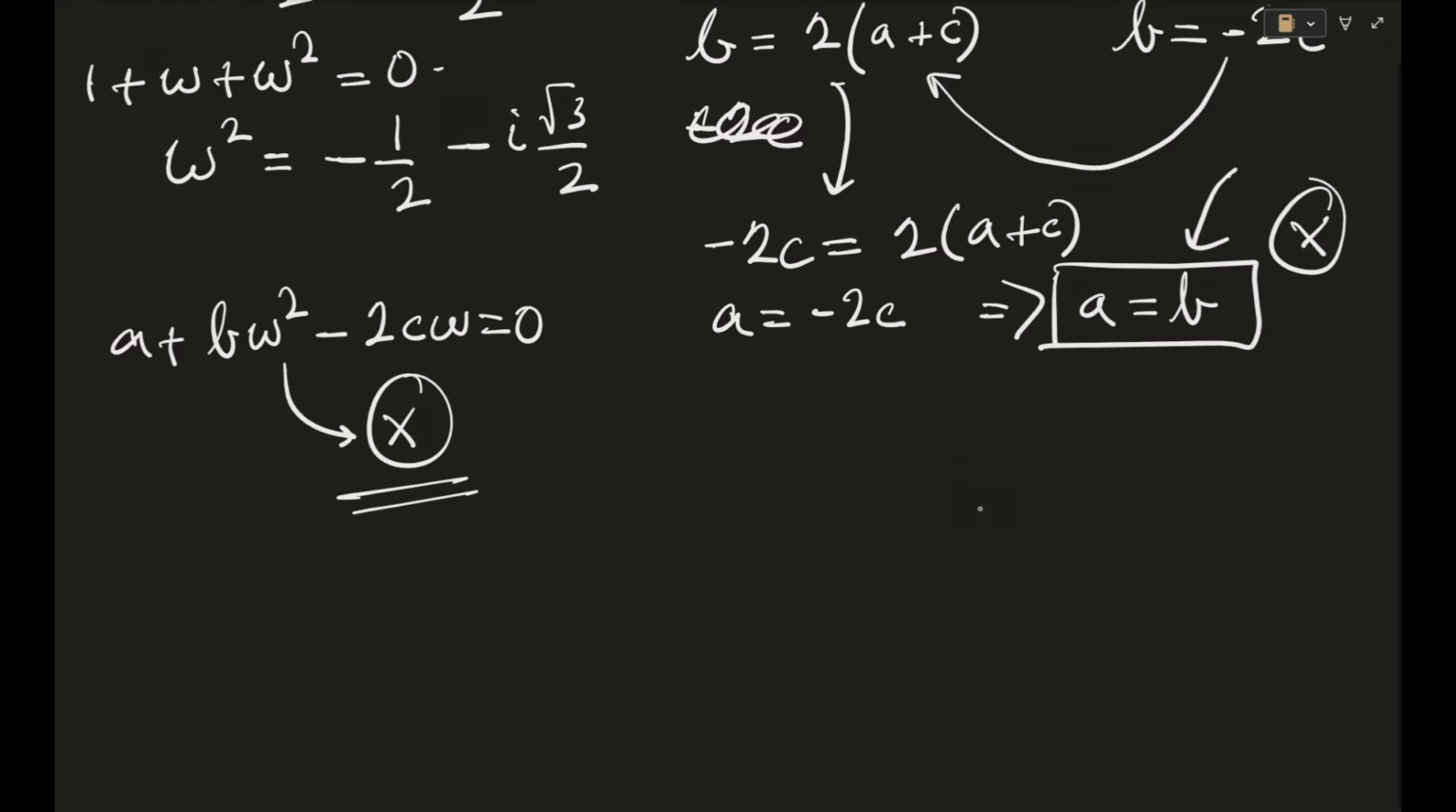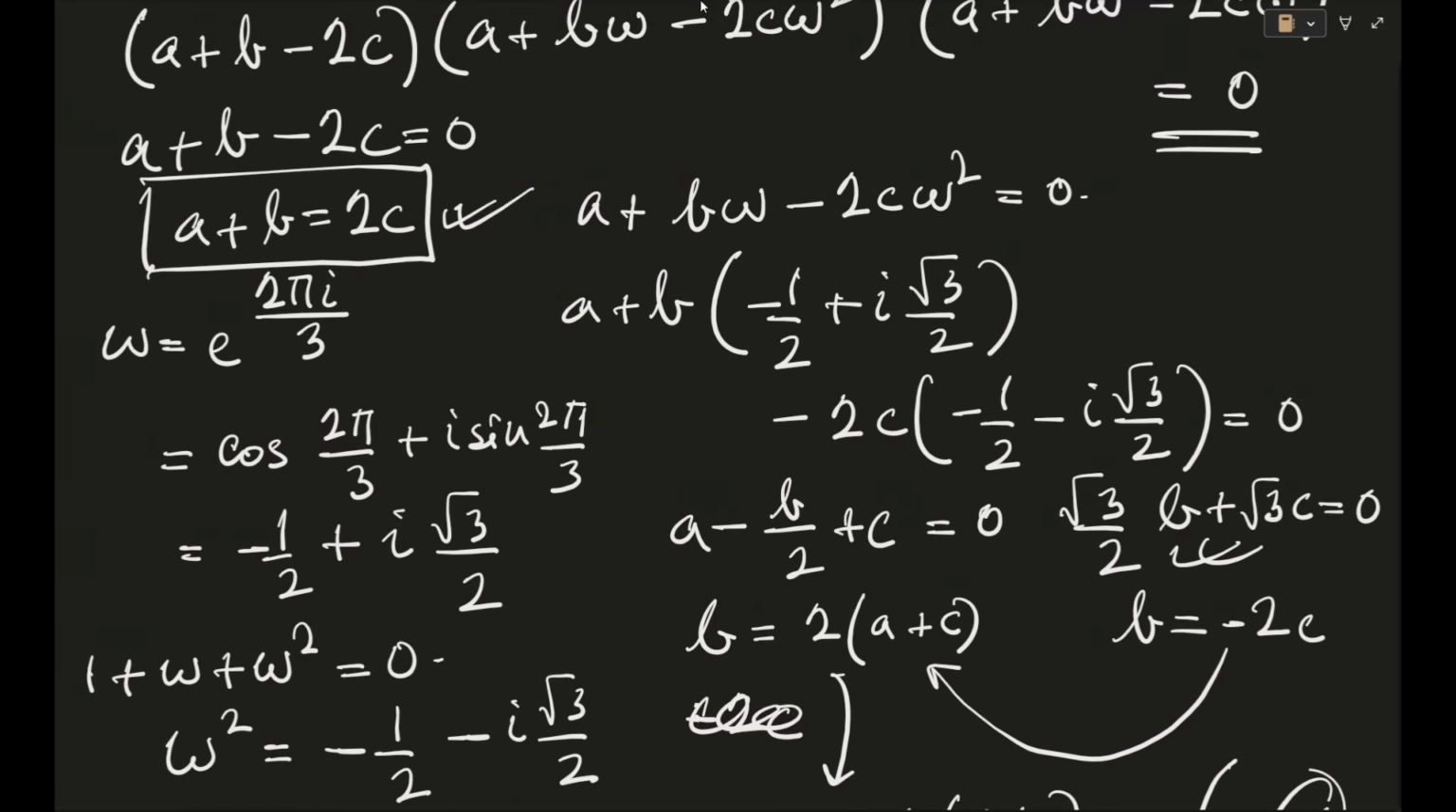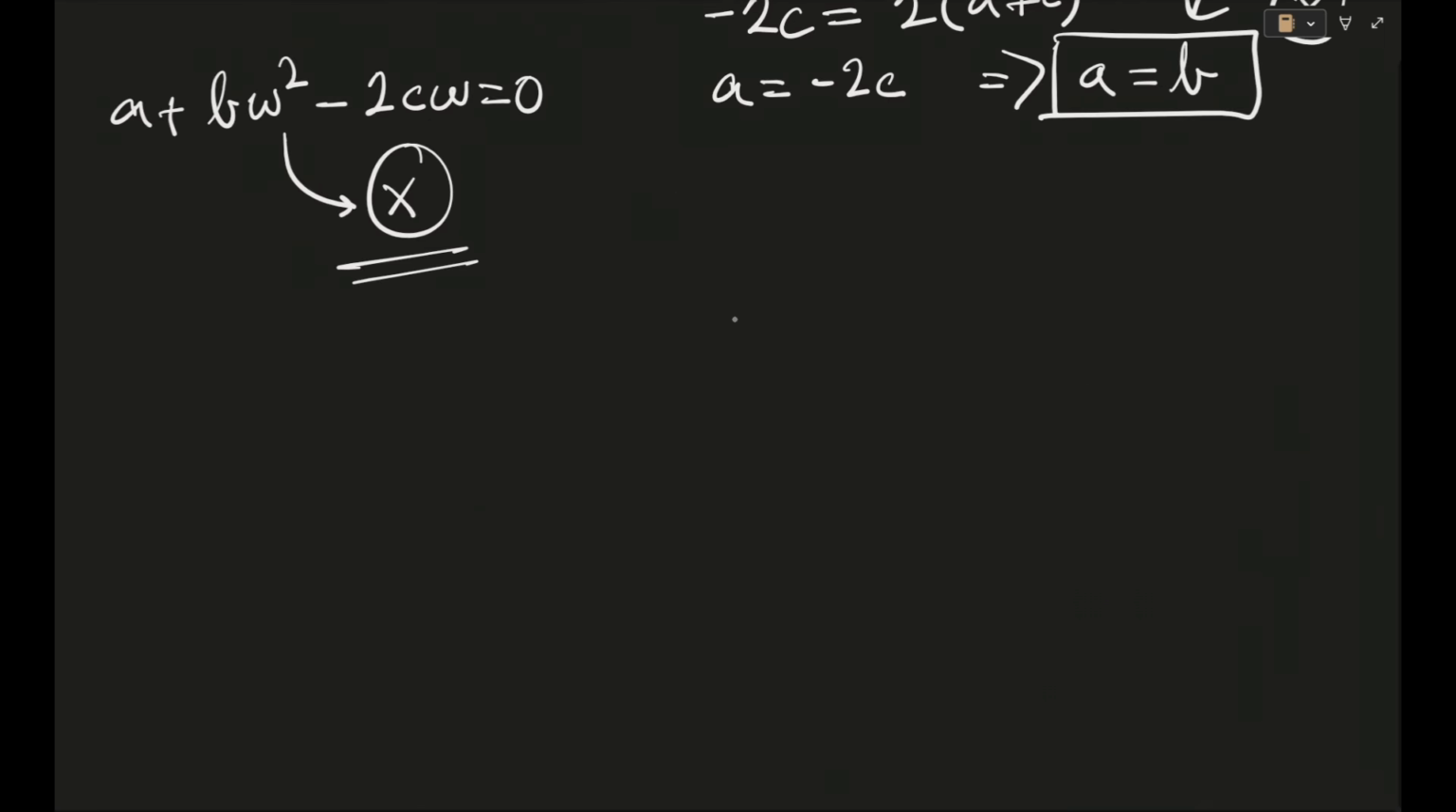Okay, so basically I guess the question is done now because we have only found out one relation to be correct, which is a plus b is equal to twice c. Okay, so guys, nonetheless this question is done, I guess, and there will be only one correct option according to the options given, which is option number A. Okay, so let's proceed with the next question.